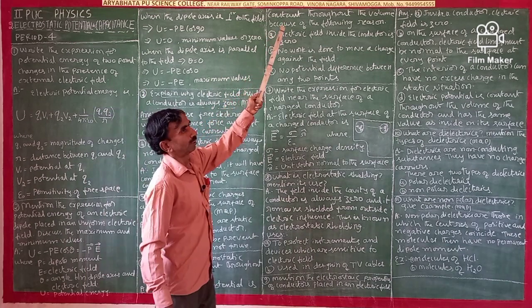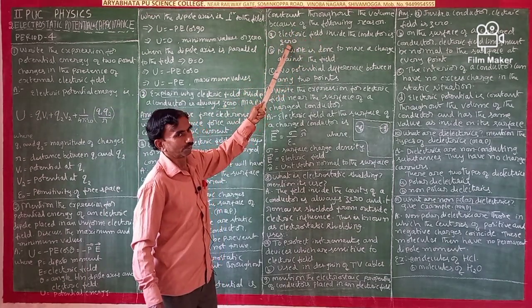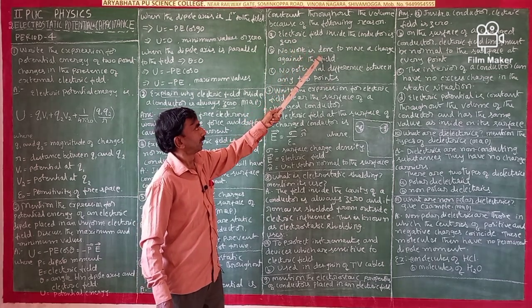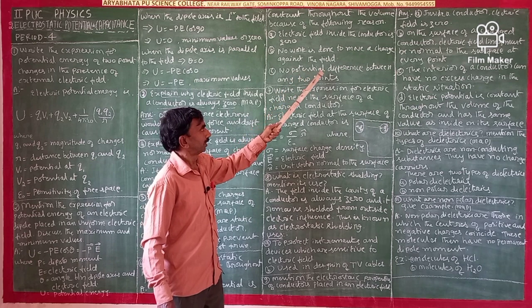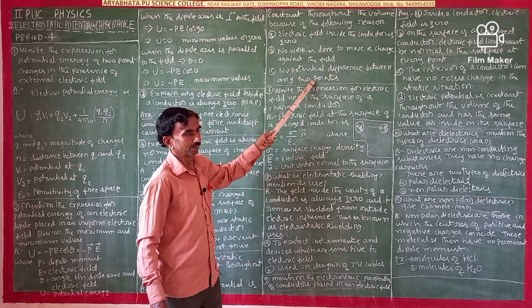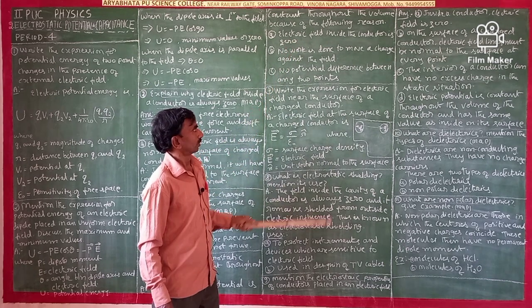So once again I am explaining. Electric field inside the conductor is zero. No work is done to move a charge against the field. No potential difference between any 2 points. So the potential throughout the volume is constant.